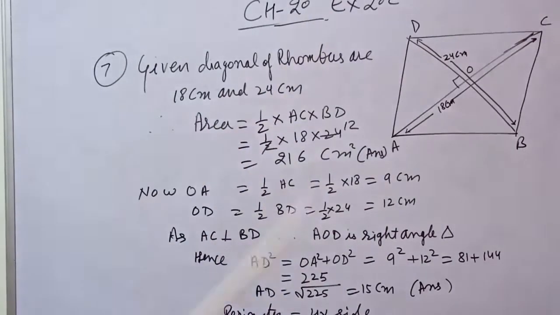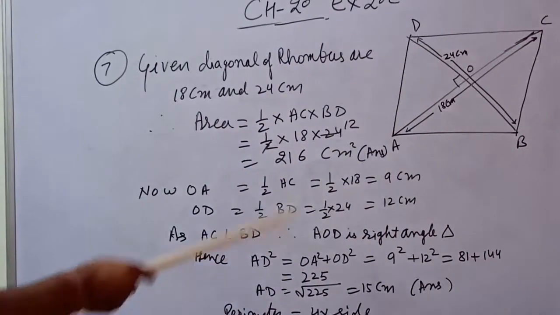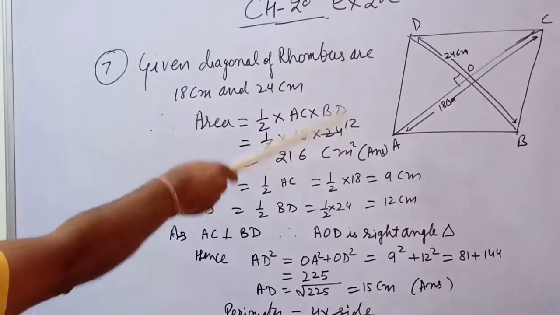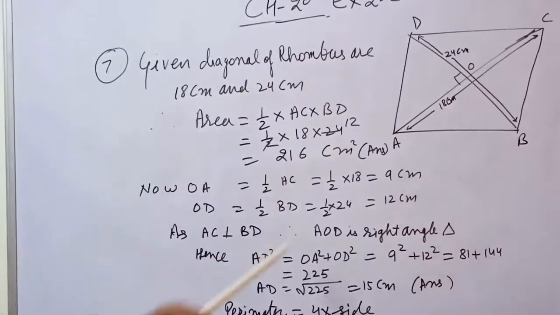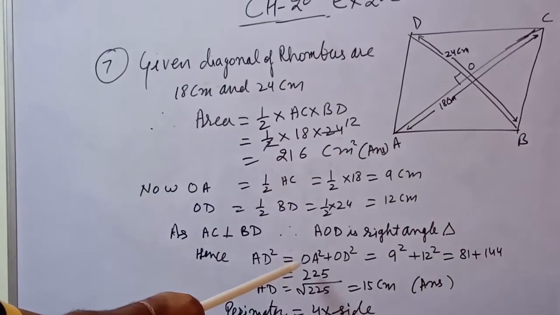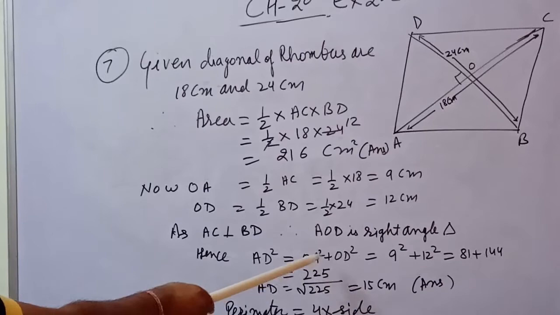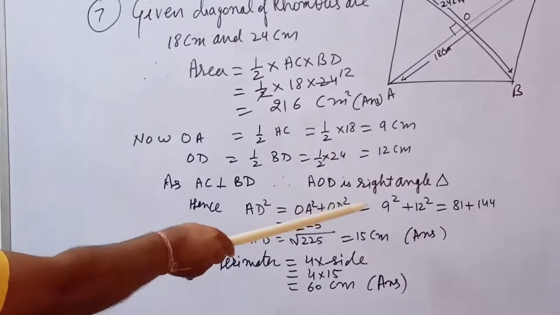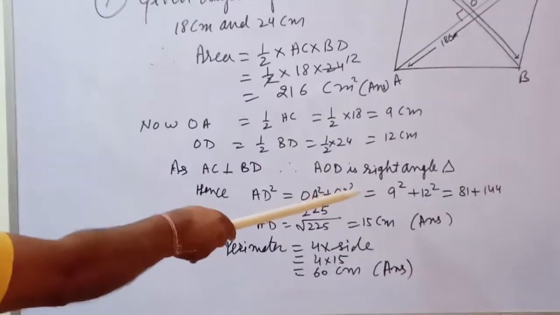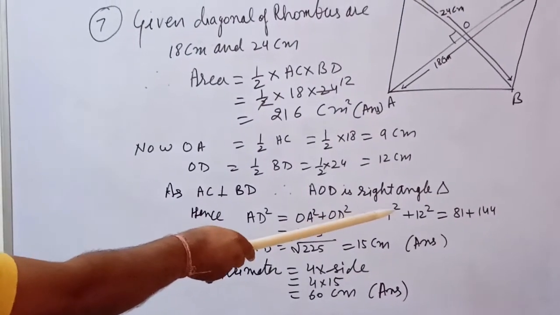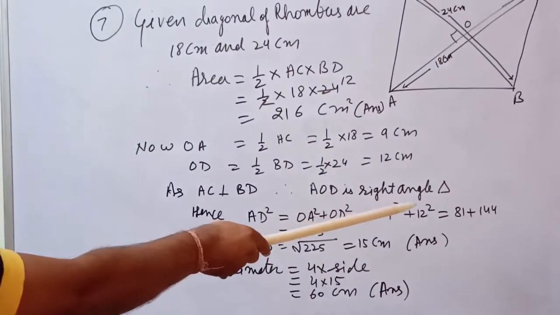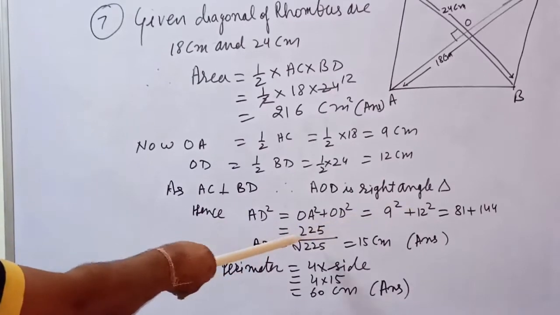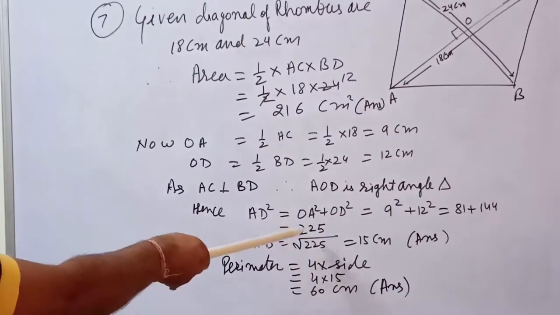So now use the Pythagoras theorem here. AD square, the hypotenuse square, equals the sum of the squares of the other two sides, that is OA square plus OD square, that is 9 square plus 12 square, as OA and OD are 9 and 12. So that gives 81 plus 144. The sum of this is 225. Now AD square equal to 225.